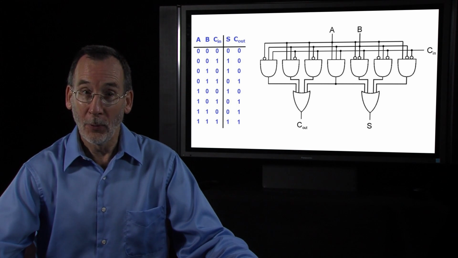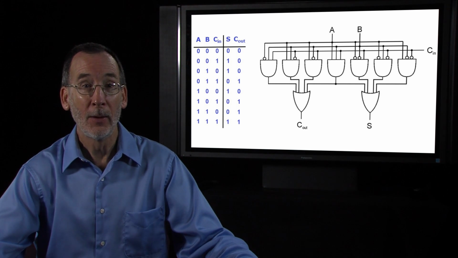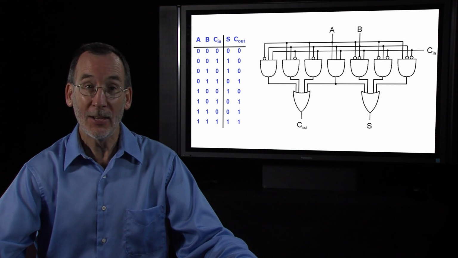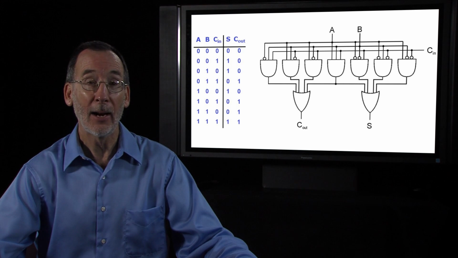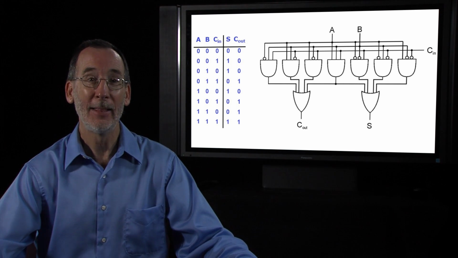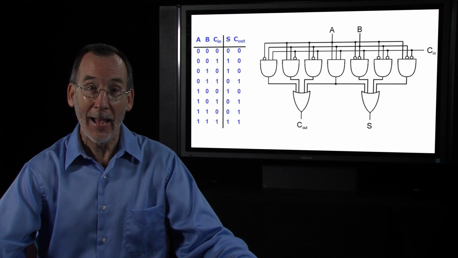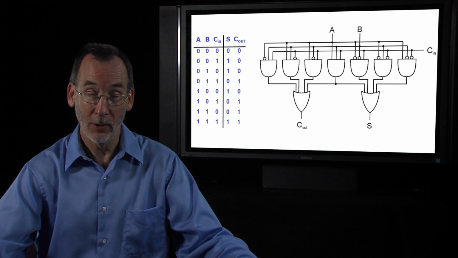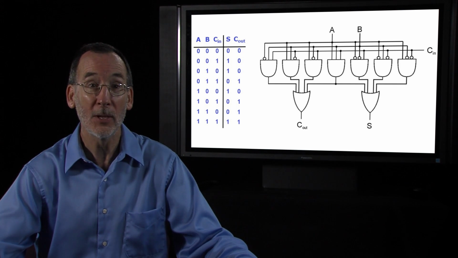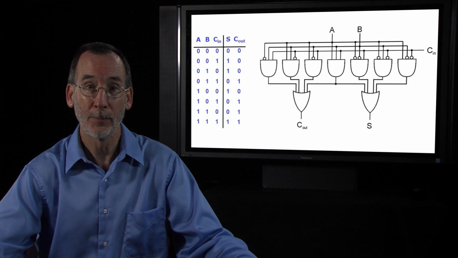Here's a truth table. It's a combinational logic circuit. We can describe it by its truth table, showing the inputs A, B, and C in, and the outputs S and carry out. Now, we've done enough addition so far that you should be able to verify for yourself the values for S and C out in every position. Verify based on what you know about binary arithmetic that those are the correct values for each of those.